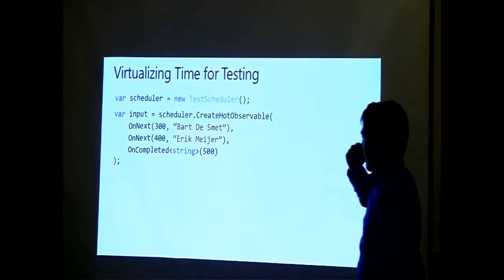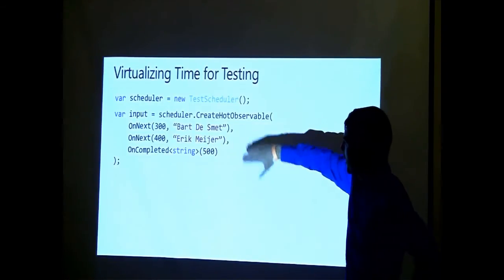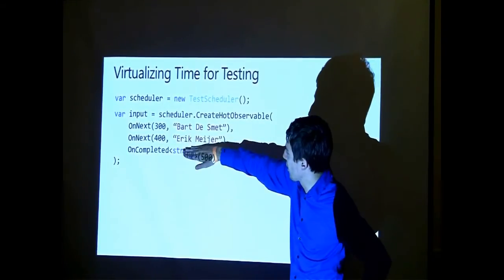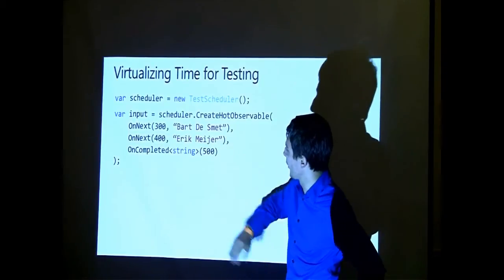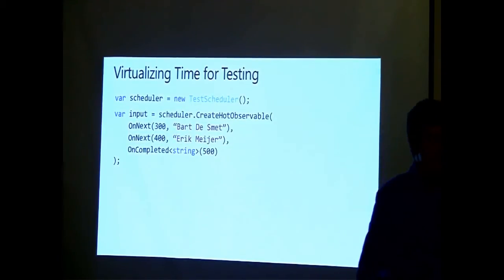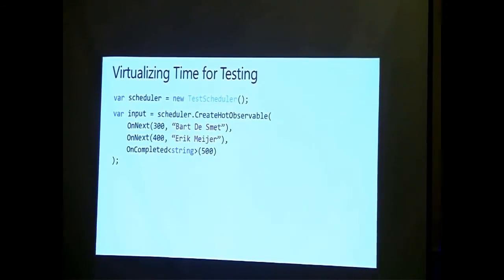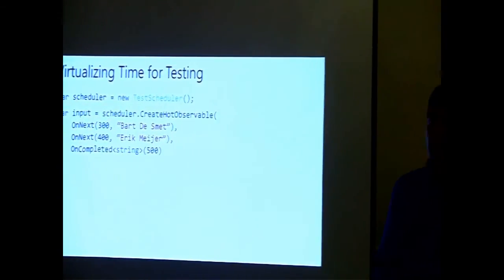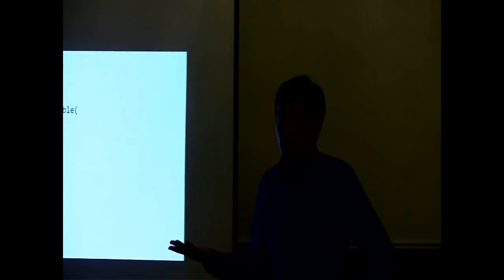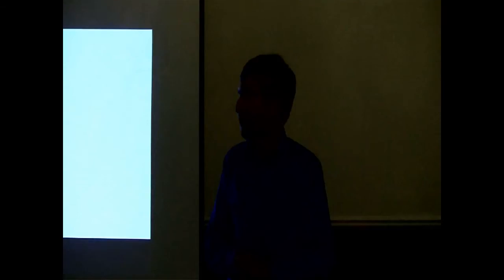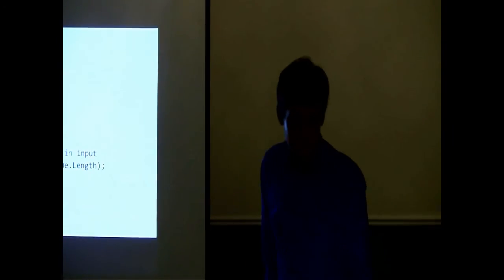So what you have here is a virtual sequence that produces Bart and Eric at times 300 and 400. At time 500 it says the sequence is complete. Don't try to think what 300, 400 and 500 mean. They're just ordered in time. They're actually ticks, but the ticks don't even correspond to CPU ticks. It's just some representation of time. So that's what's happening here.